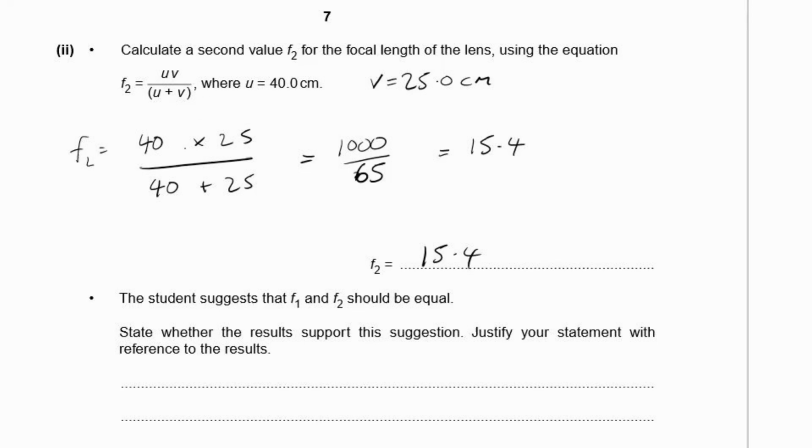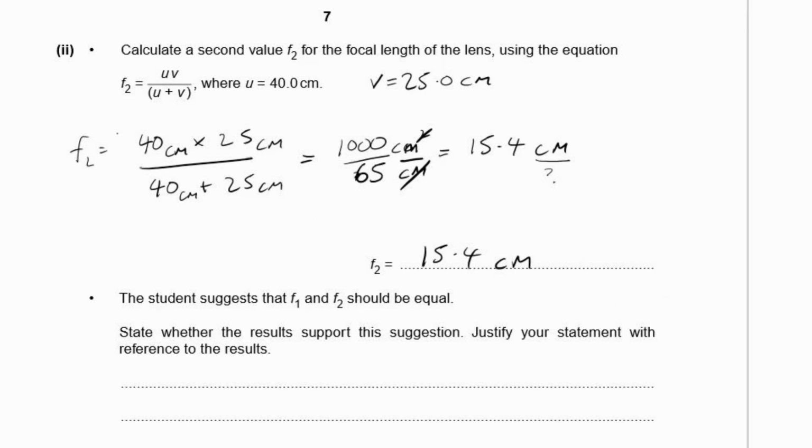Now, let's have a look at the units. What units should the 15.4 have? Well, let's look at where the calculation takes us. We have 40.0 centimetres multiplied by 25 centimetres divided by 40 centimetres plus 25 centimetres. That gives us 1000 centimetres squared divided by centimetres. Of course, that's going to cancel. We're left with centimetres as a unit. So f2 is 15.4 centimetres.